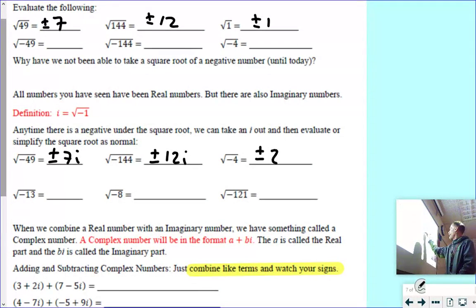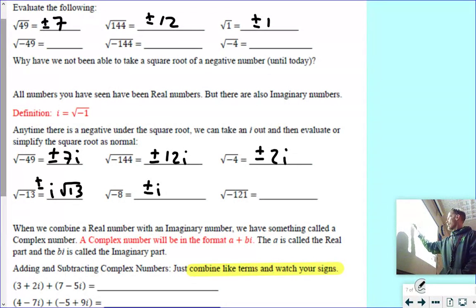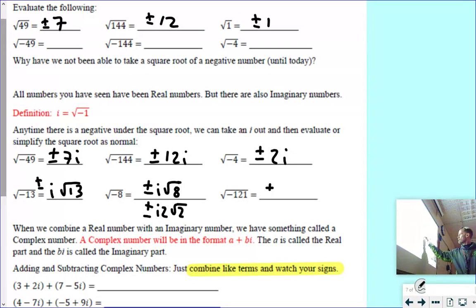Okay? And even ones, like I said a second ago, even ones that you can't simplify, like root negative 13, I can just write that as i times root 13. So it'll be plus or minus in front of there. Negative 8, again, plus or minus i root 8. Depending on your teacher, they may want you to simplify root 8. So this could also be written as i times 2 root 2, or 2i root 2. But of course, root negative 121 is the square root of 121, which is 11, so that one would be plus or minus 11i.